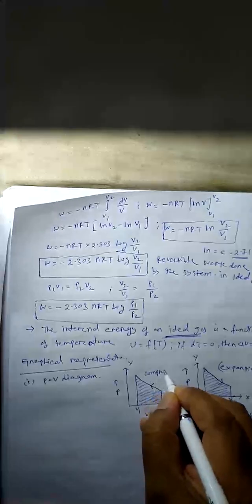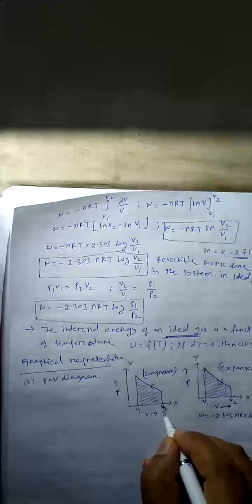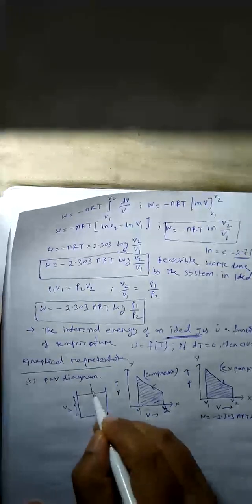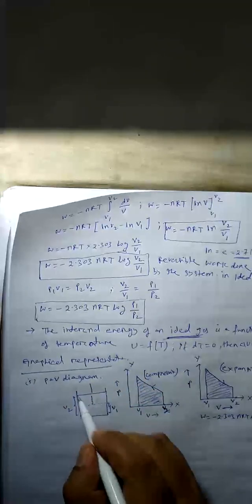In this case it is only compression. The initial volume is V2 and the final volume is V1, because you have to compress from higher volume to lower volume. Suppose this is my system and this is the piston, with V2 as the initial volume. Now we apply pressure, the piston comes downward and comes here, and this is V1. So from higher volume to lower volume it was compressed. That means the higher volume is initial and this is the final.